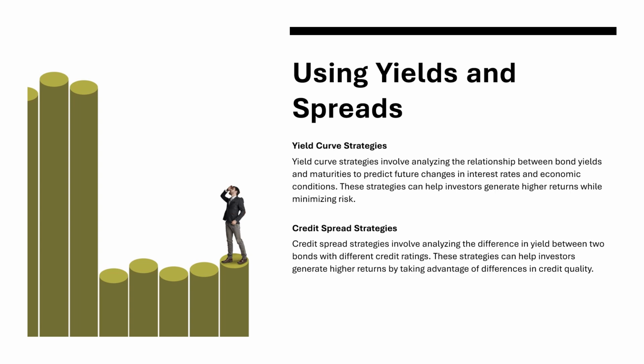Using yields and spreads. Yield curve strategies. Yield curve strategies involve analyzing the relationship between bond yields and maturities to predict future changes in interest rates and economic conditions. These strategies can help investors generate higher returns while minimizing risk. Credit spread strategies. Credit spread strategies involve analyzing the difference in yield between two bonds with different credit ratings. These strategies can help investors generate higher returns by taking advantage of differences in credit quality.